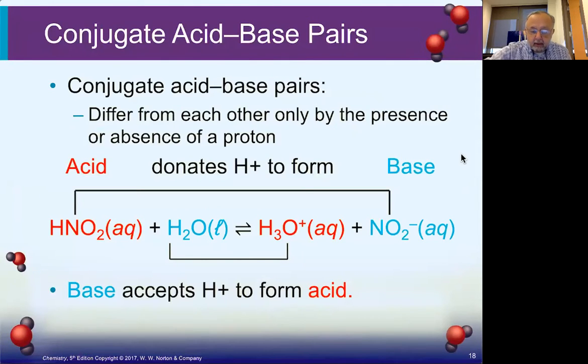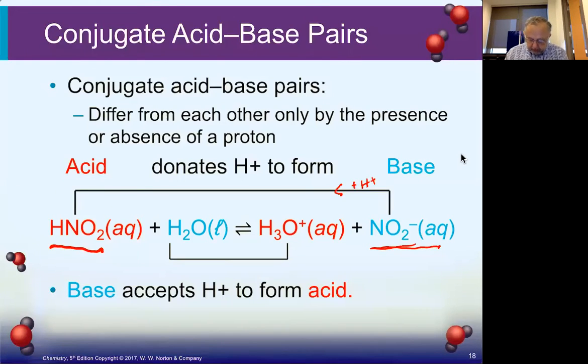Okay, so this is what we were talking about. So again, you have HNO2 being the acid, and its conjugate base is going to be NO2 minus. Again, they differ by an H plus. So if you add an H plus, you're going this way. That means that the NO2 minus is going to accept a proton and turn into HNO2.